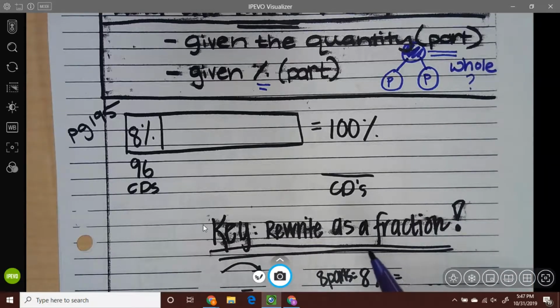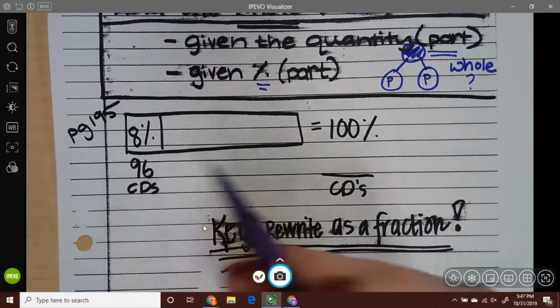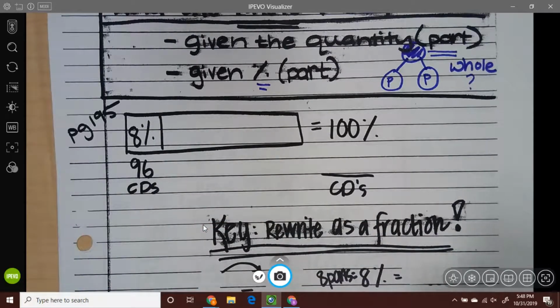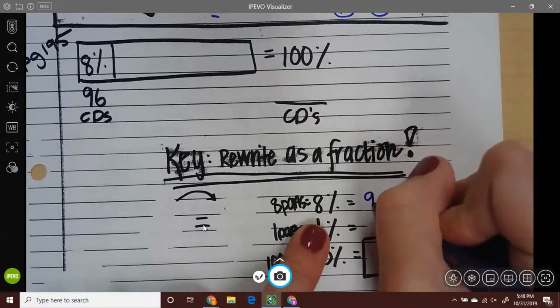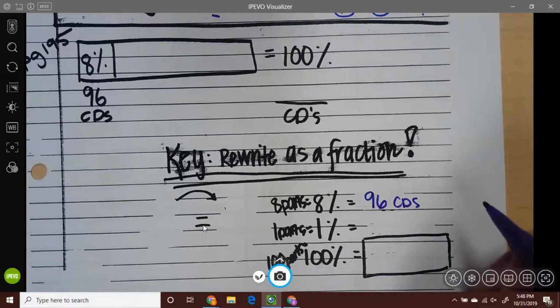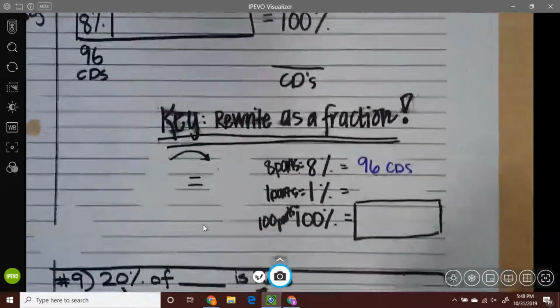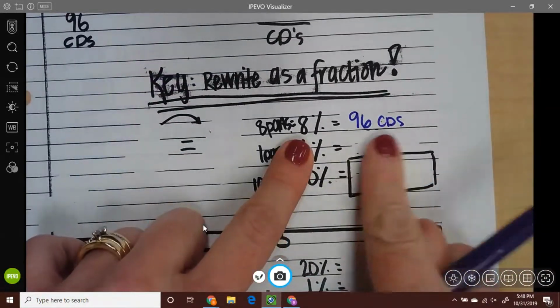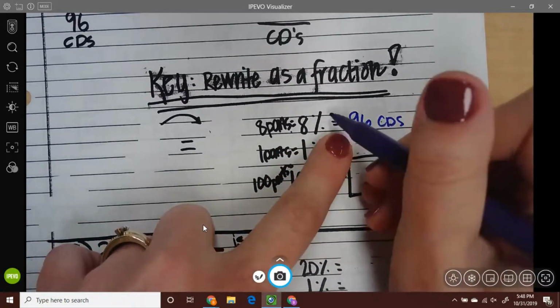Okay, so we know 8% is equal to 96. So if we're doing the unit rate method, we know 8% equals 96 CDs. So we know the percent, we know the part. We do not know the 100%, and that's what we want to find. Okay, but if I were to write this as a ratio, I could say 8% is to 96, and then I could find 1%.